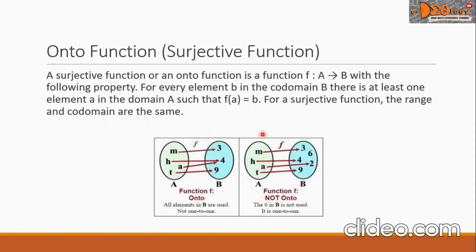Let's have two functions also as examples. The first function is onto because all elements of group B are used. In the second function, this is not onto because look at group B. There is one element which is 6 that is not used. Again, this is not an onto function.